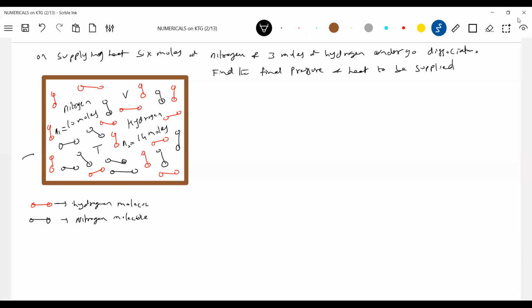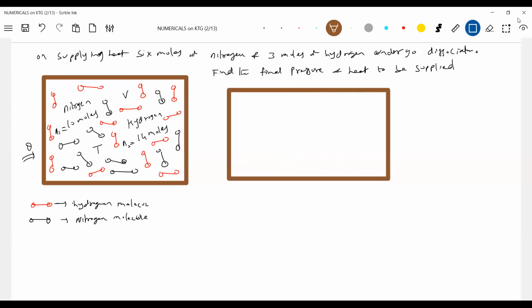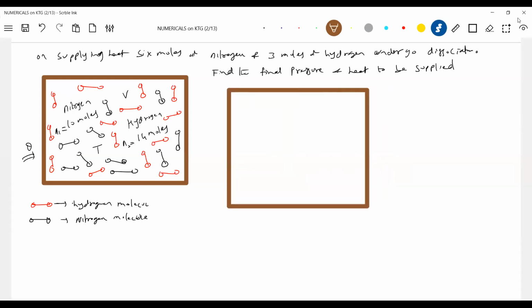We'll supply some heat. Because of that, it will undergo dissociation. After dissociation, the container volume will not change, it will be there as it is. Write it clearly: temperature will not change, let it be T. Now let's see, 6 moles of nitrogen will undergo dissociation. So how many will remain as it is? 4. 6 moles will break up.